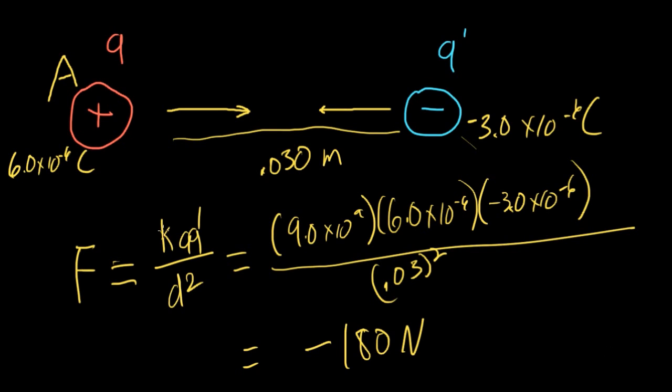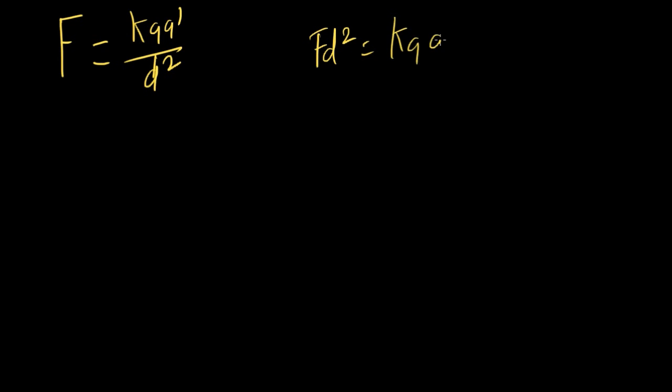I may ask you to find forces, I may ask you to find charges, I may ask you to find distances. It's just algebra. Sometimes your brains turn off when I ask you to do algebra, so I'll show you how to rearrange Coulomb's law a little bit. I'll write it over again just to start. F equals K Q Q prime over D squared. So what if we wanted to solve for one of the Q's? Well, we'd have to get Q by itself, so we'd have F D squared equals K Q Q prime.